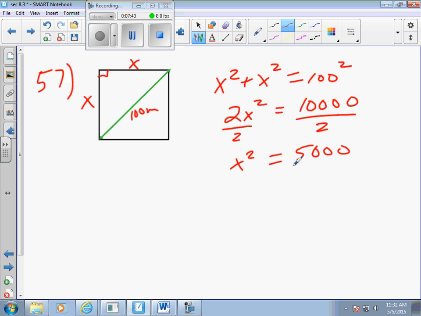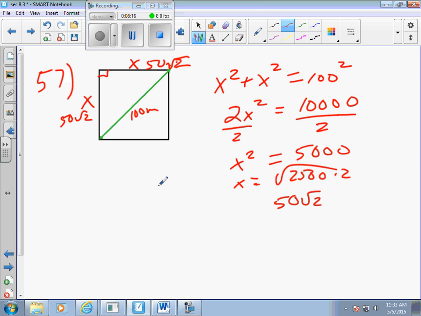And if I simplify that, in this one they want it in simplest form, they want it as a radical, not a decimal. So I'm going to say, well, this is 2,500 times 2. And the square root of 2,500 gives me 50 root 2. So this side is 50 root 2, and this side is 50 root 2. So we answered the first part of it.